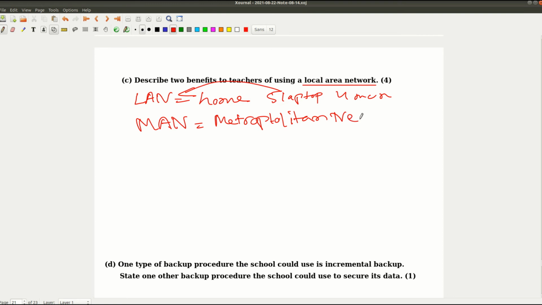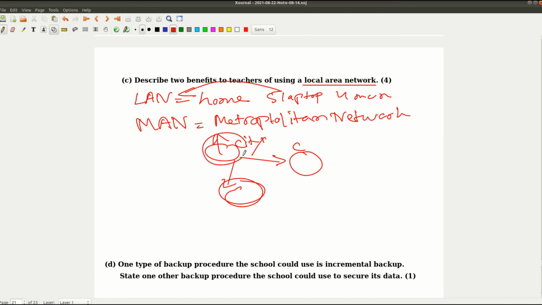Metropolitan network. What it does is, like in one city and then another city, this certain network is provided to three cities. This is called MAN. Maybe it can provide to only one city.